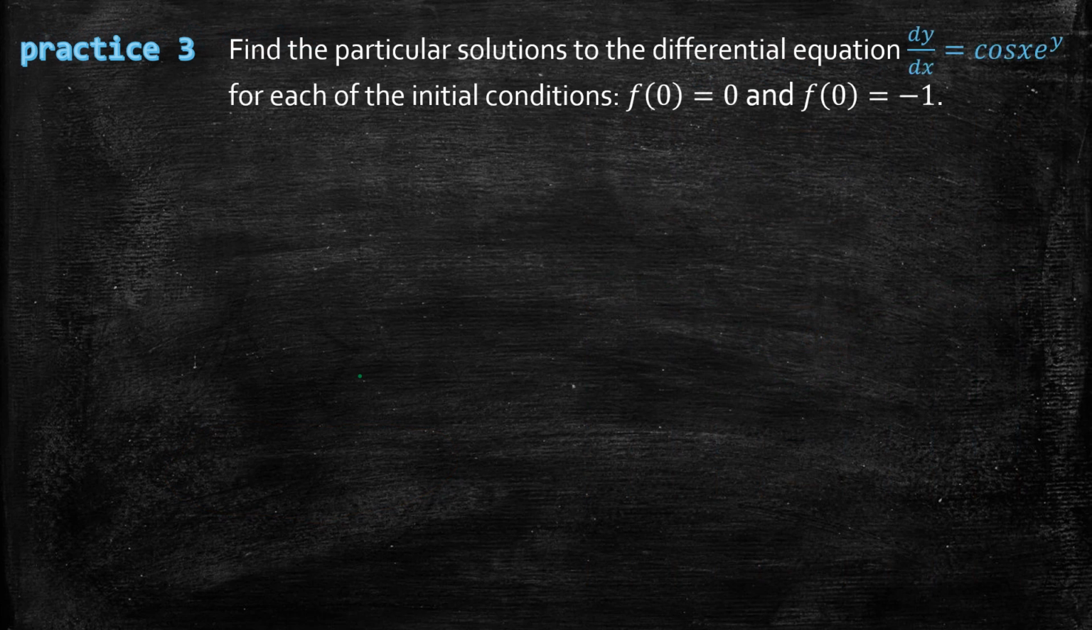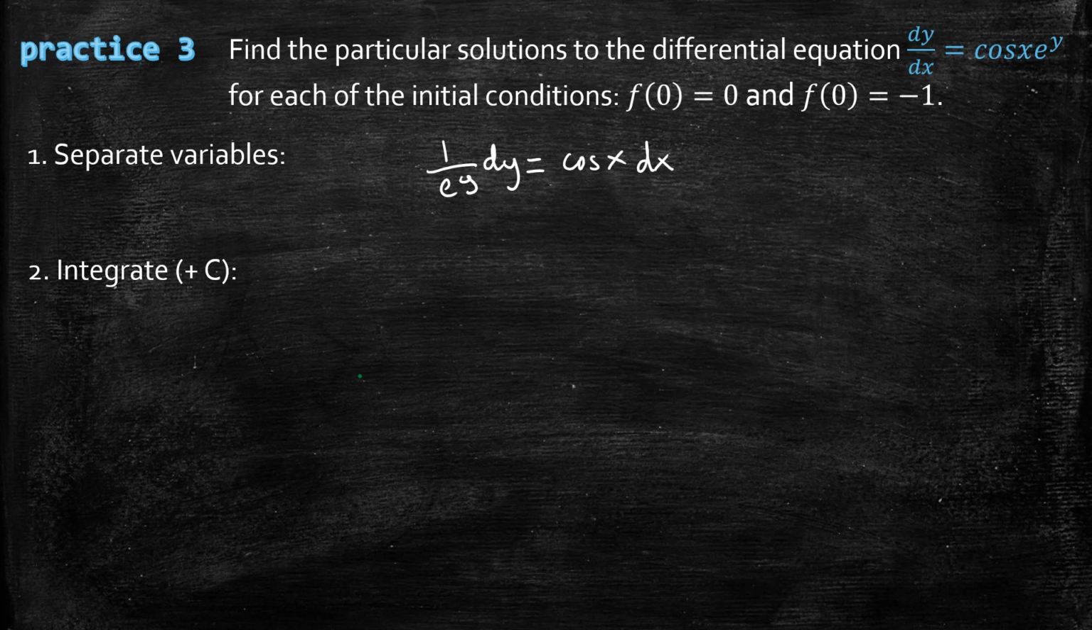So in our third practice problem, we're going to find a couple of particular solutions to a differential equation given 2 different initial conditions. So the first step, as we know, is to separate the variables, divide both sides by e to the y, and leave cosine x where it is, bring dx to the other side. Second step is to integrate, and don't forget the plus c.